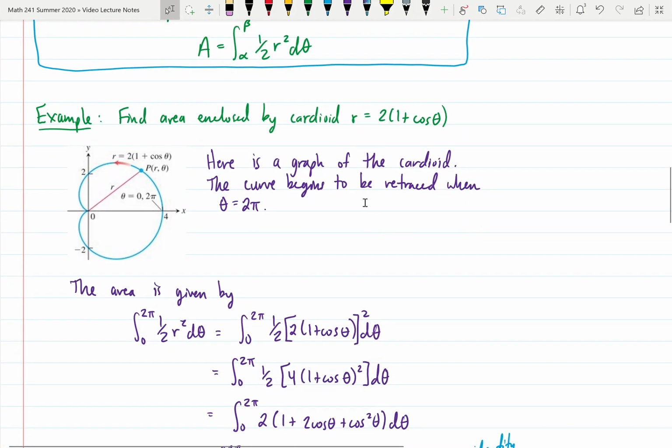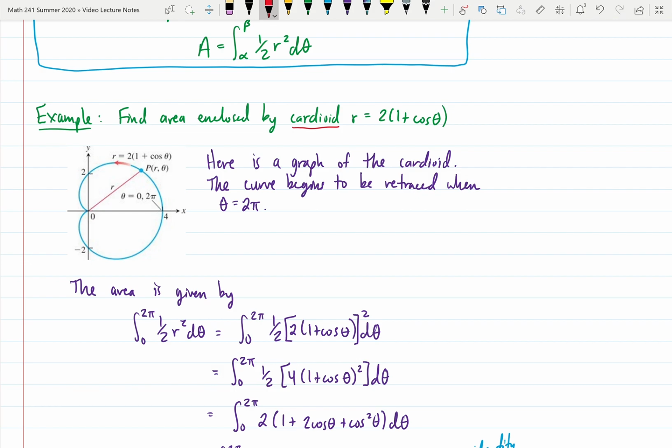And right after that I have an example where we're finding the area enclosed by some polar curve. In this case it happens to be a cardioid, given by r equals 2 times the quantity 1 plus cosine theta. Again, my drawing skills weren't too great, so I just stole a graph of the cardioid from the book. And you can see after we sketch the graph that the curve begins to be retraced when theta equals 2 pi. So this allows us to just integrate the curve from theta equals 0 to 2 pi before we start retracing stuff.